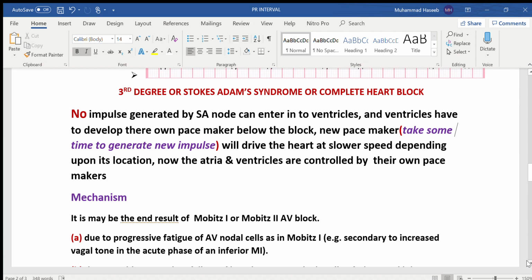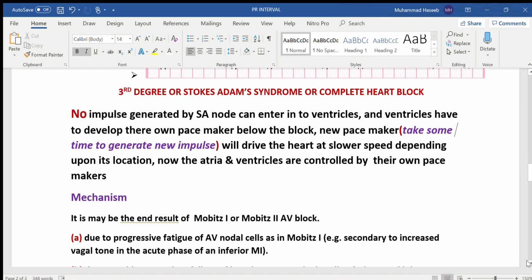During their travel, they enter the AV node, but they cannot cross the AV node, or the bundle of His, or sometimes even the Purkinje fibers. The block may be at different levels, but usually in third degree heart block, the problem is in the bundle of His or just below it.